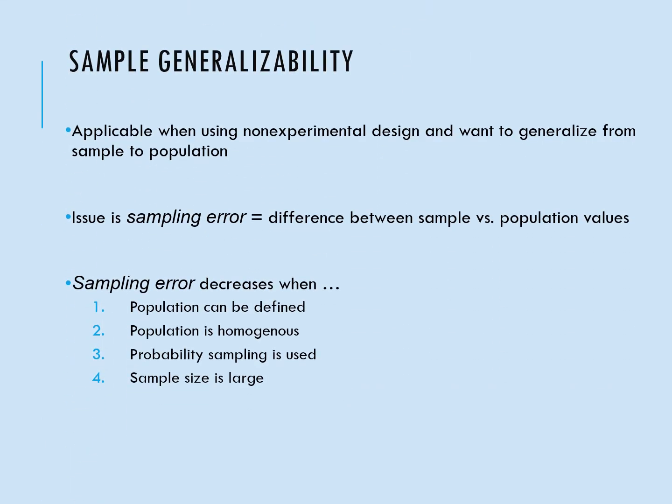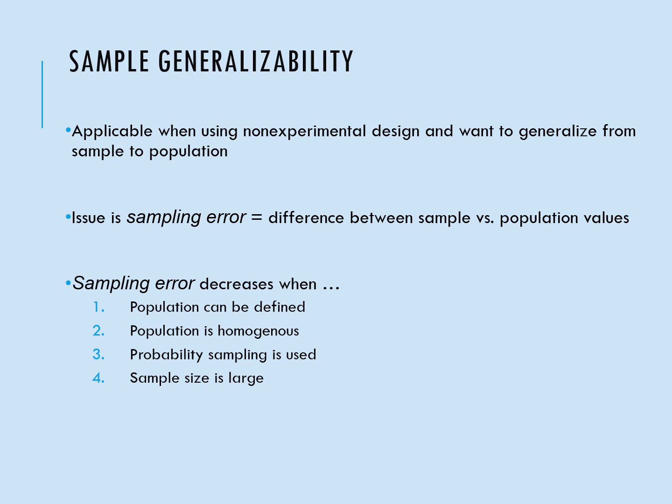We're going to come back to generalizability. Sample generalizability is applicable when using non-experimental design and you want to generalize from sample to the population. So if the issue is sampling error, that's the difference between sample and population values, right? So sampling error, which is that difference between the sample and a population, you can decrease that when your population can be defined, your population is generally homogeneous or very similar, probability sampling is used, so that's random selection and the like, and your sample size is large.